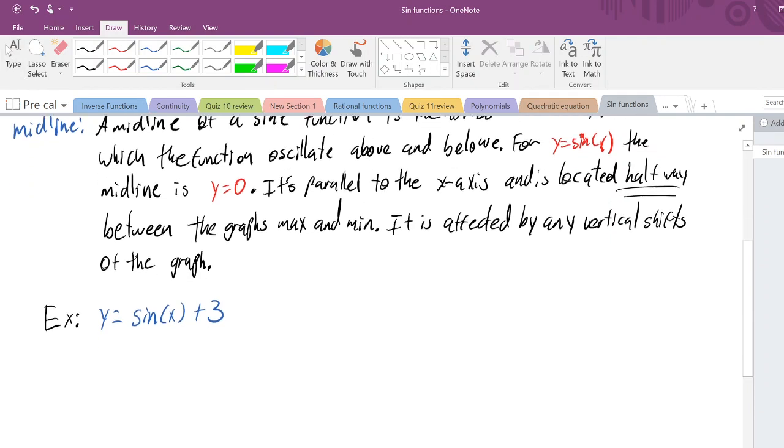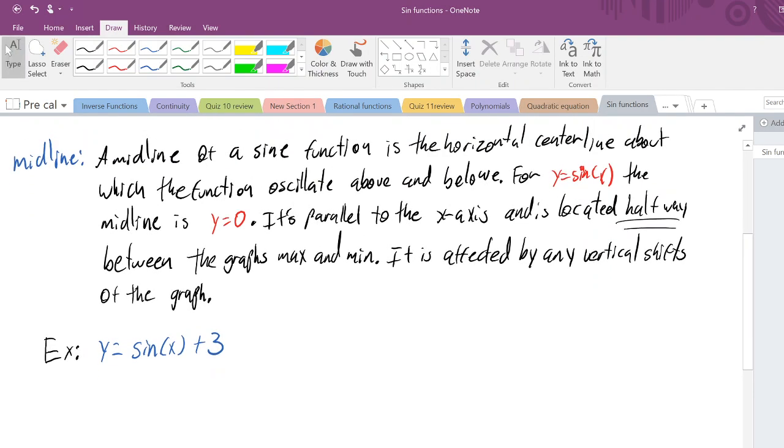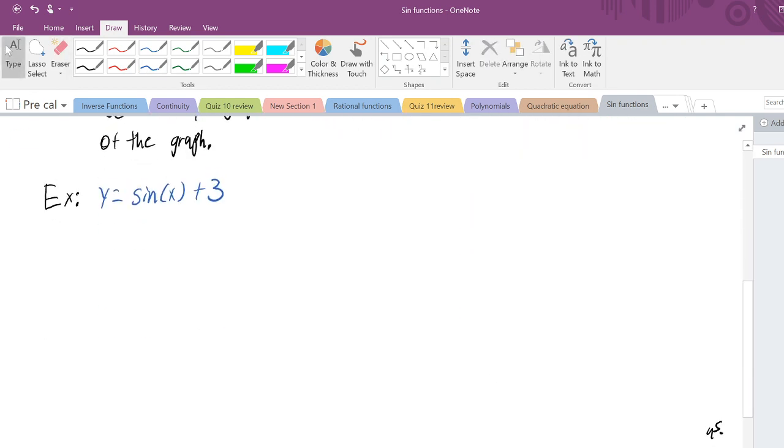So if I graph both of these, y equals sine of x and y equals sine of x plus 3, I do my graph right here. I have, what's it in blue?